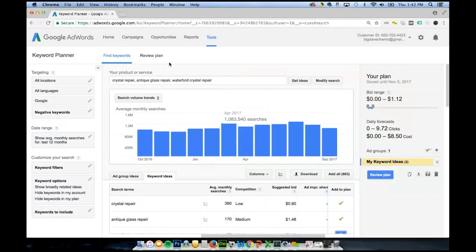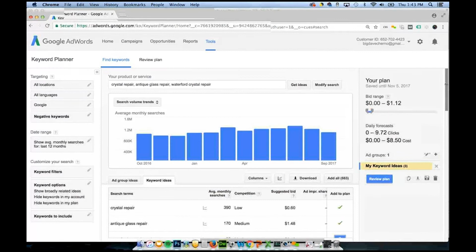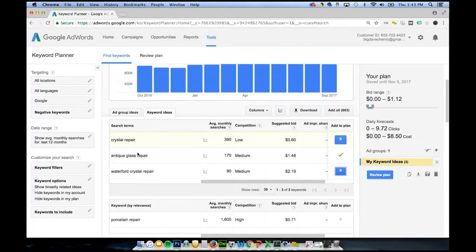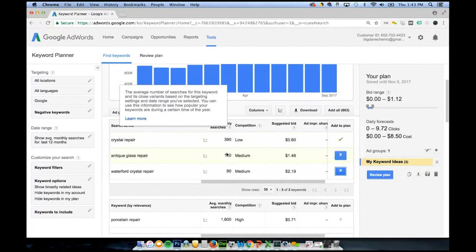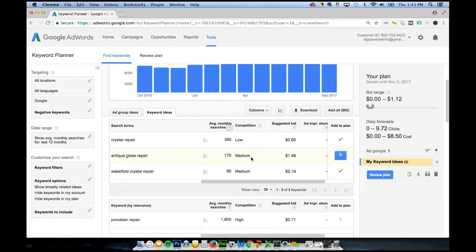So I'm going to open it up here. And I've already jumped into, you can see I'm in Google AdWords, and I've just typed in, this is the starting point of brainstorming and research. I've typed in crystal repair, antique glass repair, Waterford crystal repair, and these were keyword phrases that Mark had identified as being important to his target audience. And so I can scroll down and show you, right down below, it shows you, here are the terms, and if they have any search volume, the average monthly searches globally, these are the specific keyword volumes of those terms on an average basis.